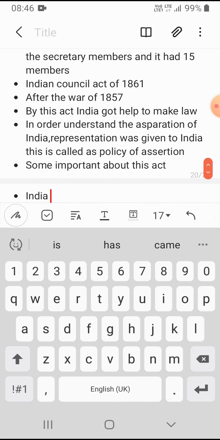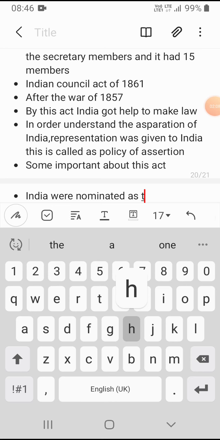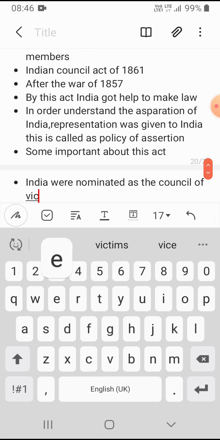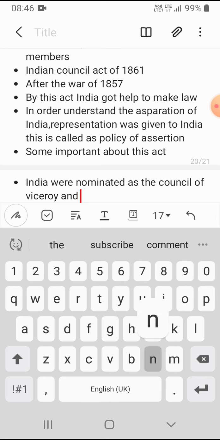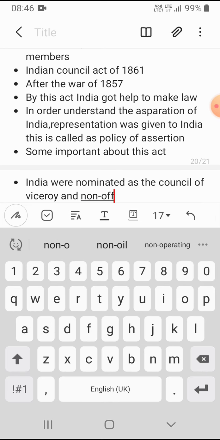An important thing about this act is that Indians were nominated to the Council of the Viceroy as non-official members.